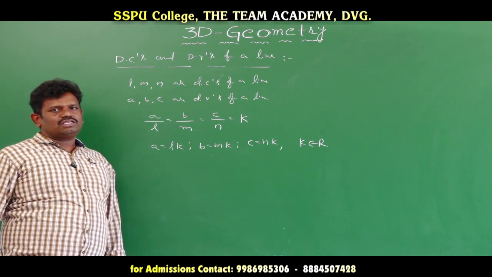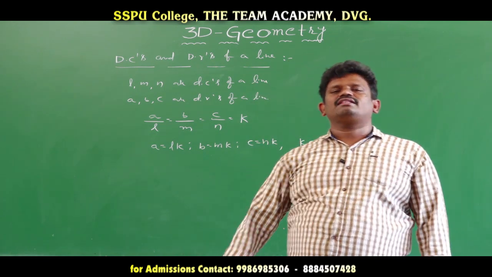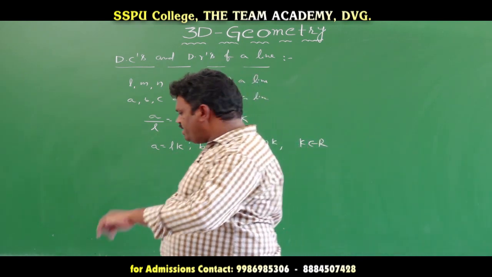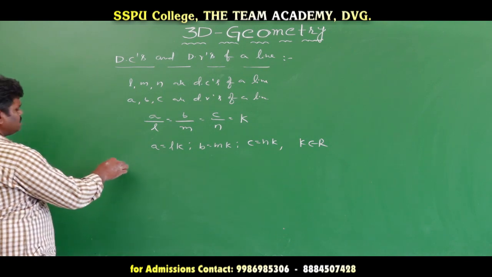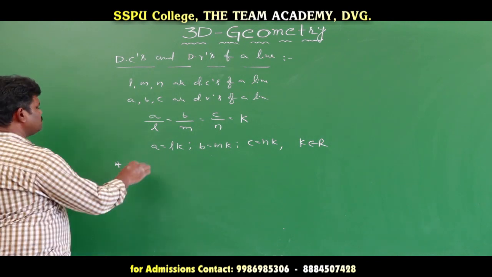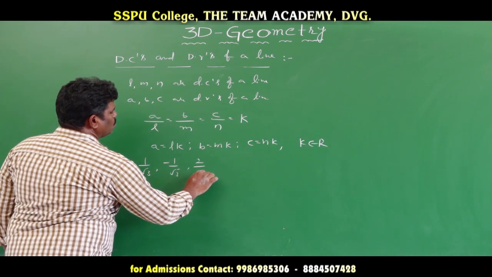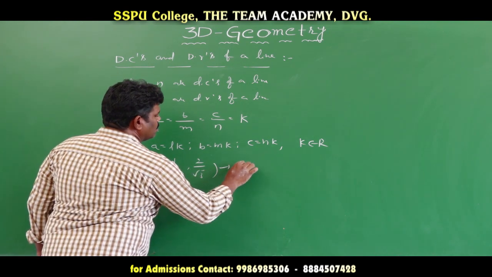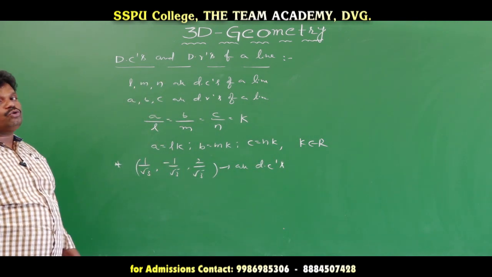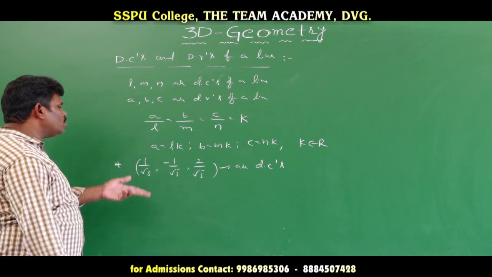So this is the definition. Any three real numbers proportional to direction cosines of the given line are said to be direction ratios of the given line. Suppose the direction cosines of a line are 1 by root 3, minus 1 by root 3 and 2 by root 3. To find different direction ratios, multiply the direction cosines with K. Suppose we multiply with 2 or root 3, then what happens?